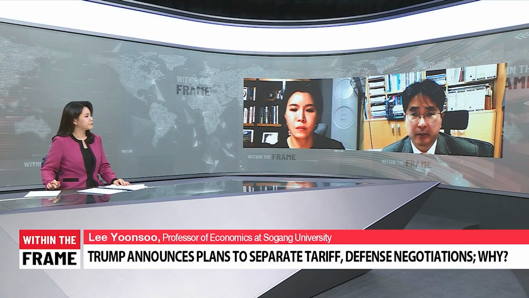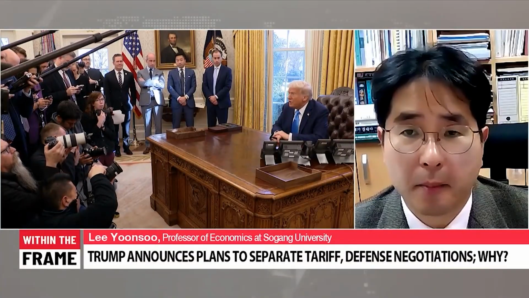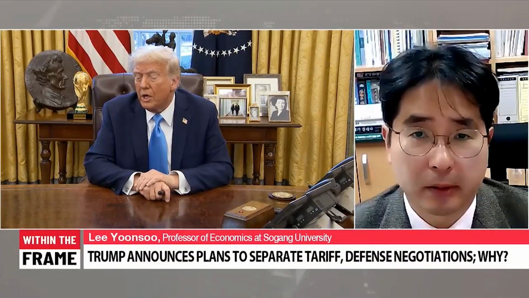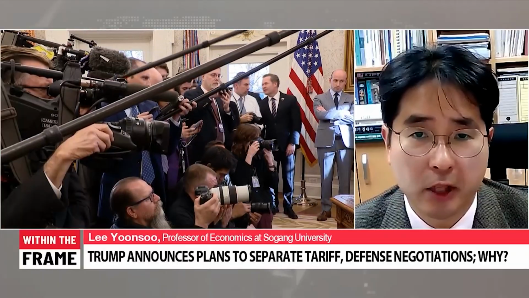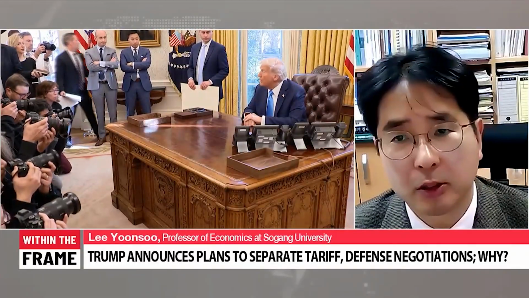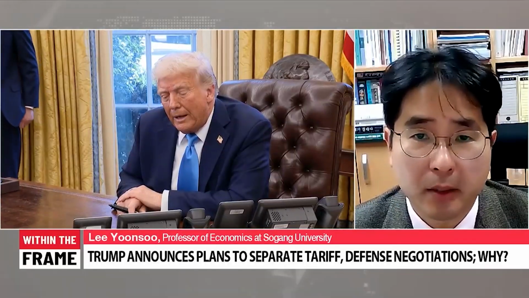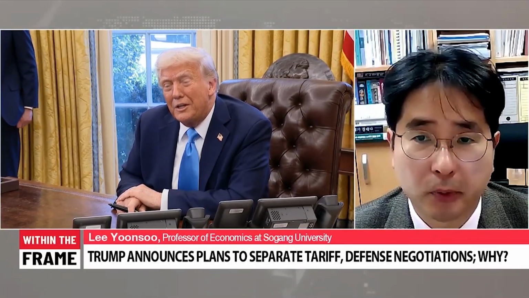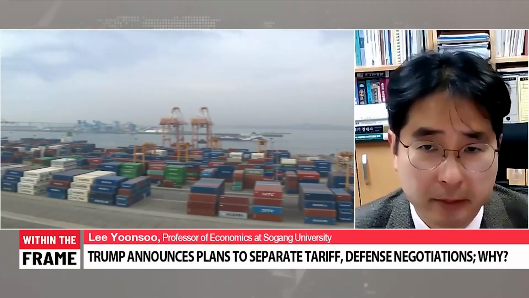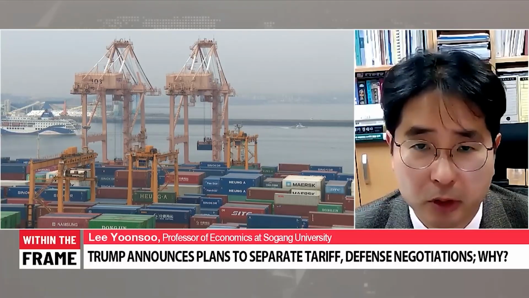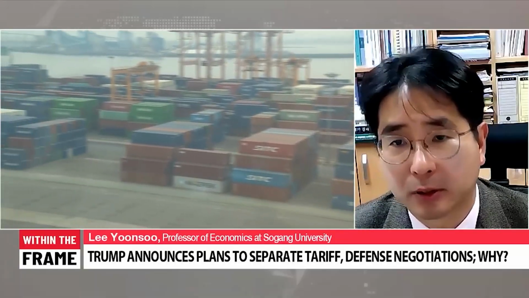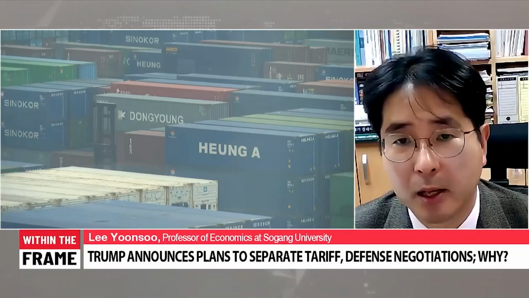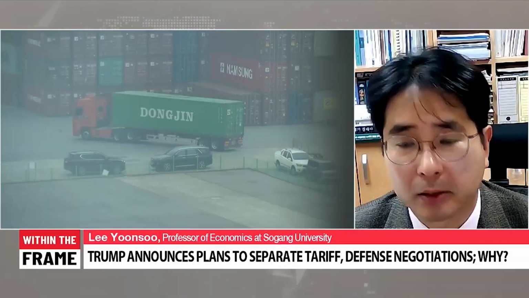Separating tariffs and defense negotiations gives the U.S. more flexibility and stronger bargaining power, I think. By dealing with trade and security issues separately, the U.S. can apply pressure on allies like South Korea and Japan in each area independently, without letting one issue block progress in the other. Economically, this allows the U.S. to focus purely on trade benefits when they talk about tariffs, and to push for higher defense contribution separately based on security needs. So it's a way for the U.S. to strengthen its negotiating position by keeping discussion more targeted and specialized.